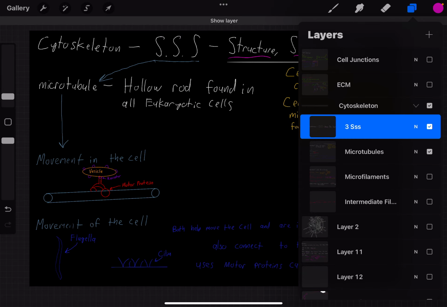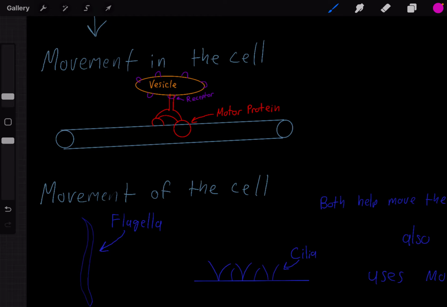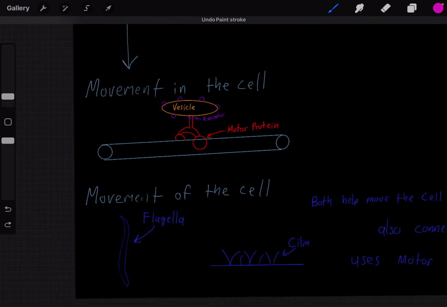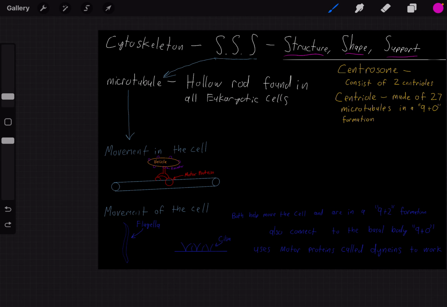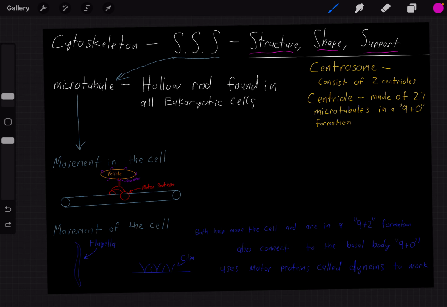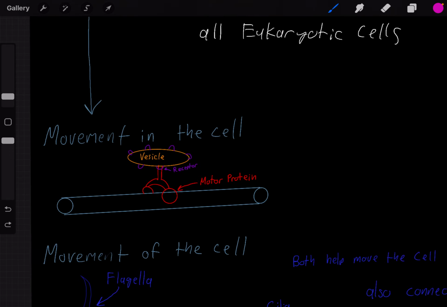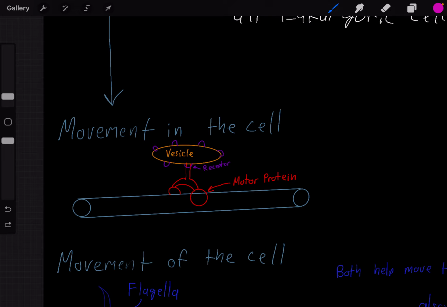The first thing we'll look at is microtubules. Microtubules are basically hollow rods found in all eukaryotic cells. They kind of look something like this, and the inside here is hollow. They also do structure, shape, and support. So you have to know that microtubules do structure, shape, and support, but they also do movement. And they have two types of movement: movement in the cell and movement of the cell.